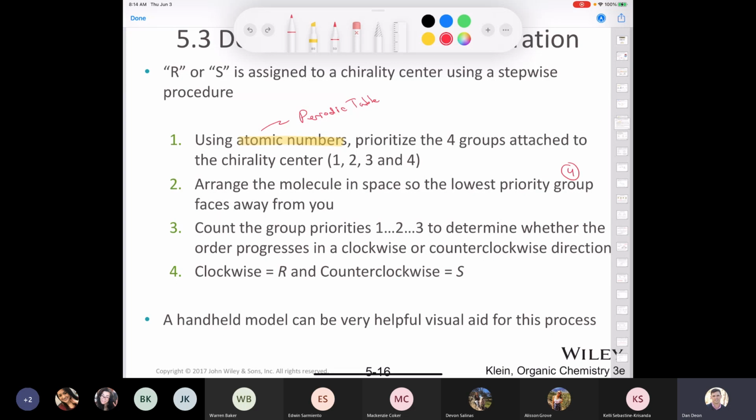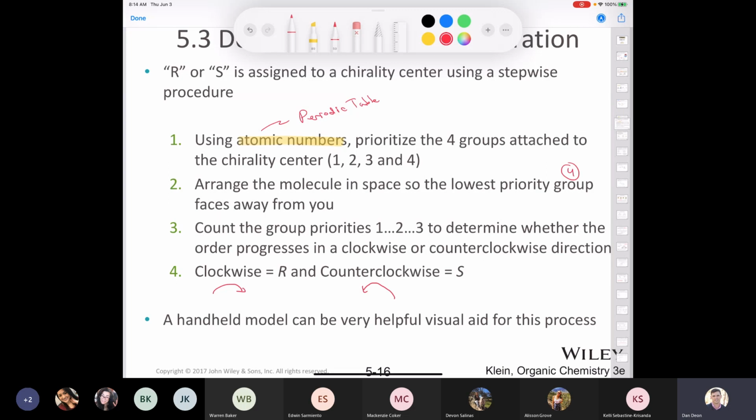All right. Then you count the group priorities of the other 3 groups, 1 to 2 to 3, going around the chiral center. And if it's going in a clockwise direction, we say that it's R, right? Because it's going to the right. And if it's going counterclockwise like this, we say it's S, or sinister, which means it's going to the left. And it says here a handheld model can be really helpful for these. A lot of students don't need them, and there's nothing wrong with that, but they can be really handy.